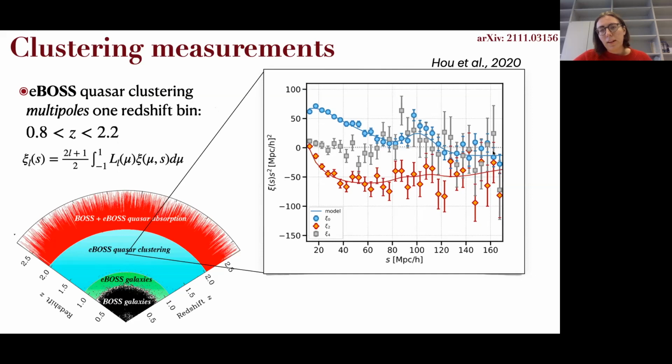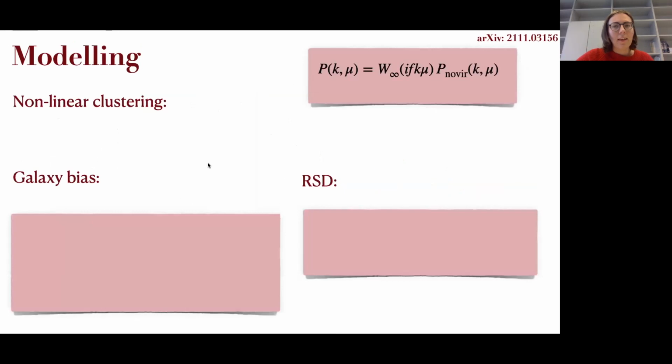So the monopole carries isotropic information, then the quadrupole has some other angular dependence, and we're also using the hexadecapole. So yeah, it's essentially the same information, just expressed in a different way. Right. So as I mentioned before, we want to model the full shape of our measurement.